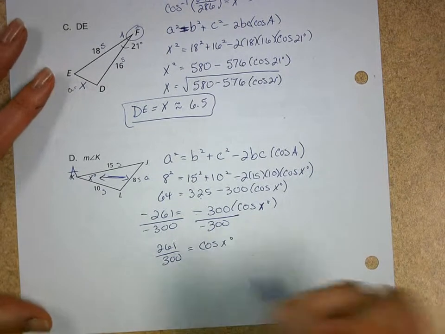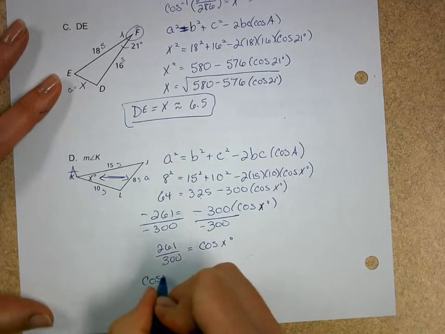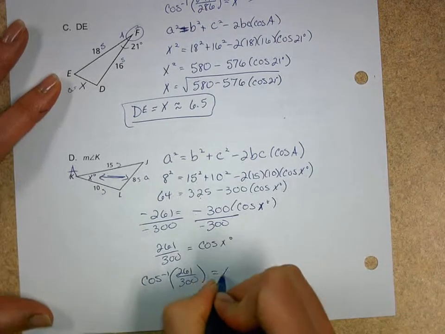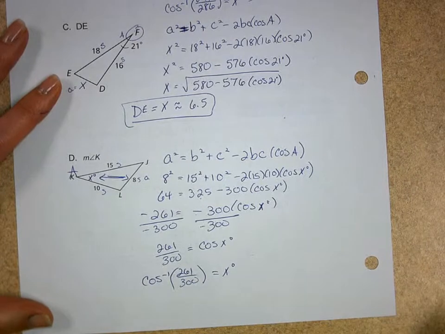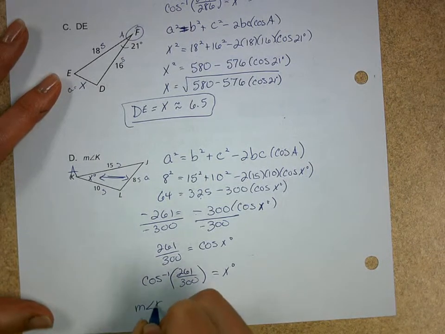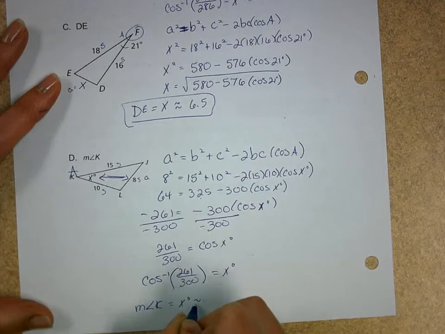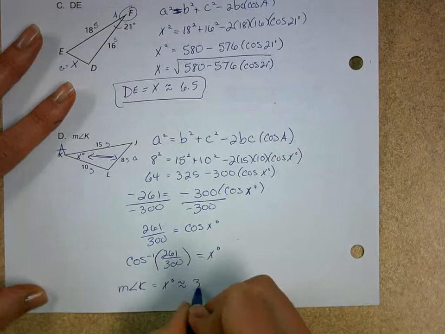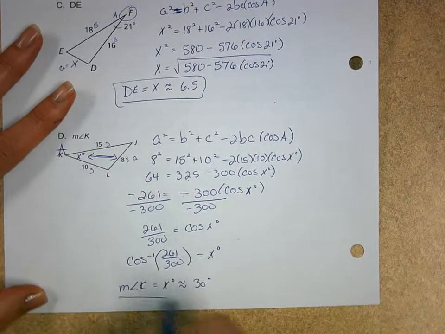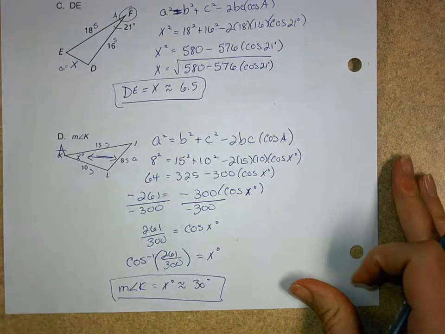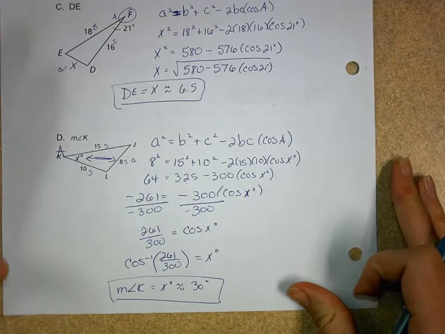Now I'm looking for the angle. We've got to take the inverse cosine of my ratio equals my angle. What do we get here? I know the measure of angle K, which equals x degrees here, is approximately, to the nearest degree, going to be 30 degrees. And I know it's not quite 30 degrees, but it gives us a good approximation of what we have. Hopefully that helps you see how to do these.